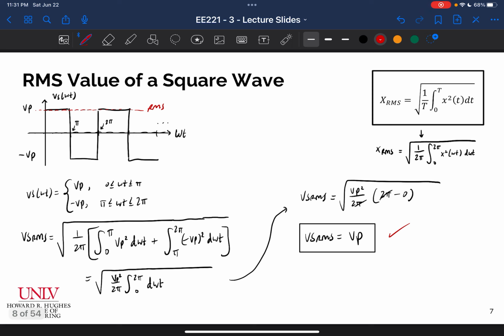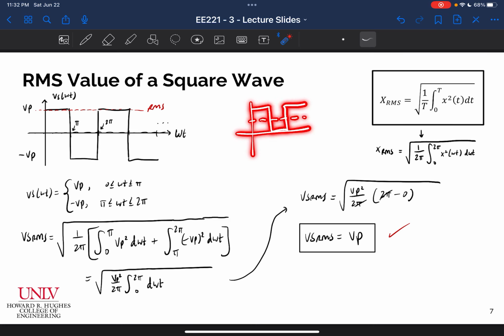In the next video, we're going to do a square wave that does not oscillate around 0. Rather, it oscillates around some DC value. So instead of being down here, oscillating around 0, we're going to move it up, and it's going to oscillate around some DC value, and we're going to see what that does to change our RMS value.